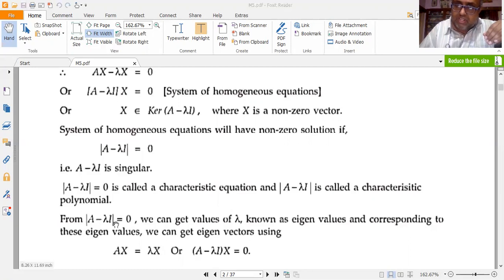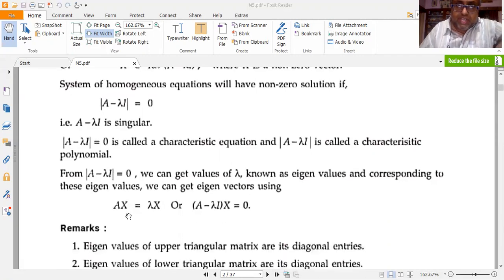If I solve the determinant of A minus lambda I equal to 0, I get the lambda values. So these lambdas are called the eigenvalues, and the vectors that are associated with each lambda are called the eigenvectors X. The roots of the characteristic equation which I get for lambda are called the eigenvalues or proper values or latent roots or characteristic values, and corresponding to these eigenvalues I get eigenvectors. For each eigenvalue I have Ax equal to lambda x.